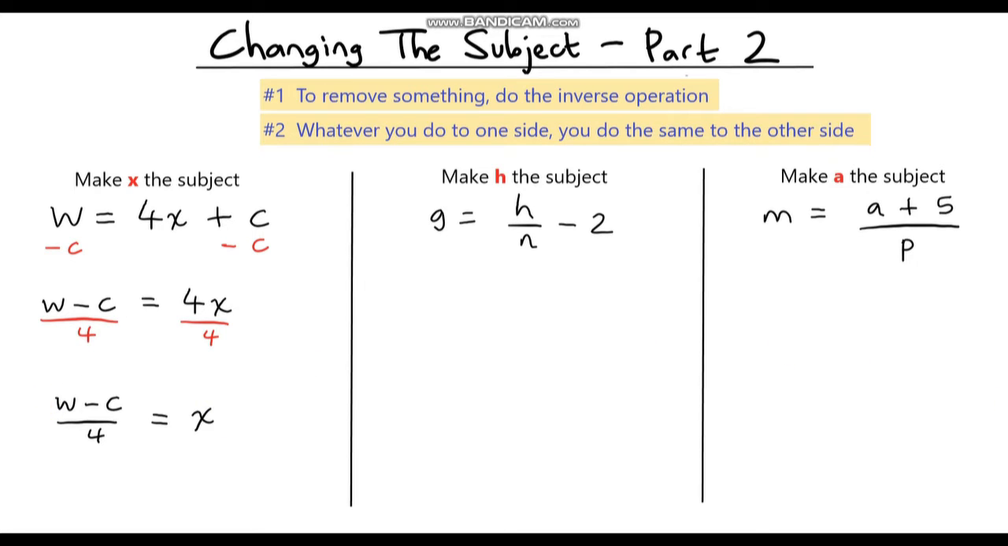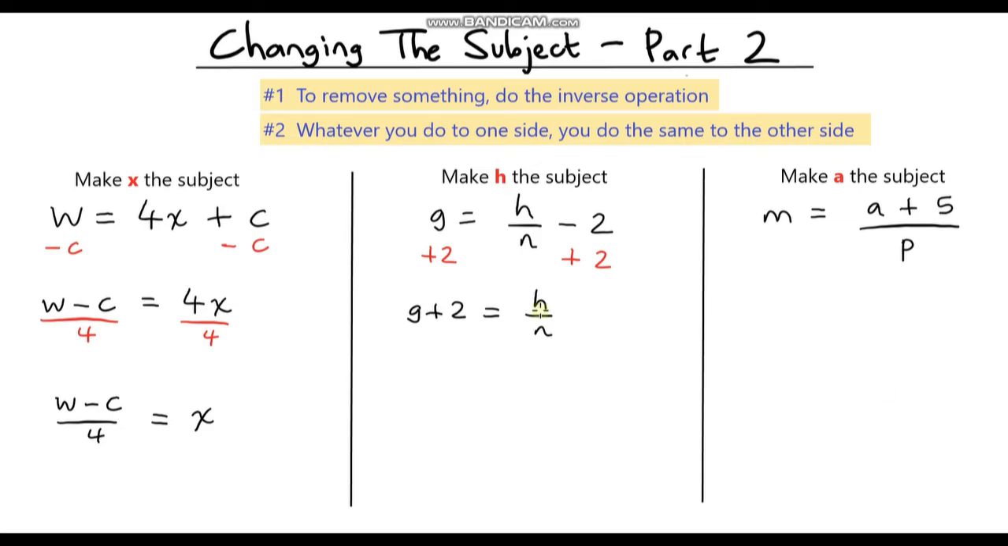Okay, let's take a look at the next one. We've got g equals h divided by n, minus 2, and we need to make h the subject. Again, the first thing that's happening is we are dividing by n, and then we're subtracting 2. But because we're working in reverse, we need to deal with this minus 2 first. To get rid of this minus 2, we do the inverse, so we need to add 2. If I add 2 to the right, that means I have to add 2 to the left. So now we've got g plus 2 on the left-hand side, and on the right-hand side all we're left with is h divided by n.